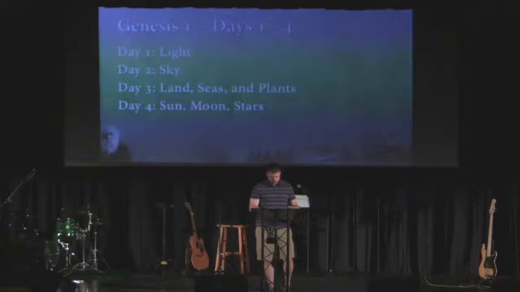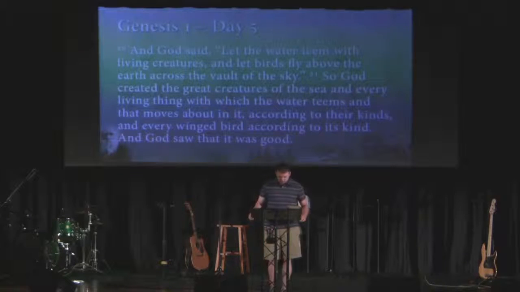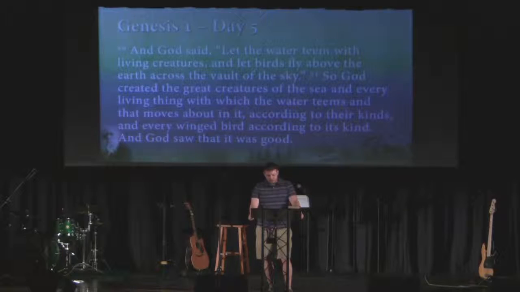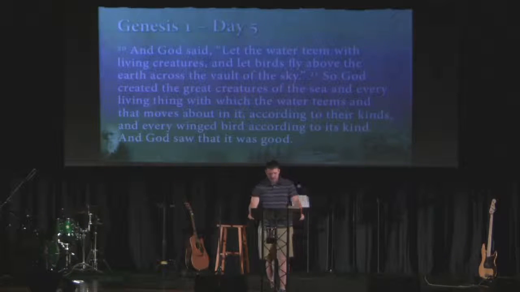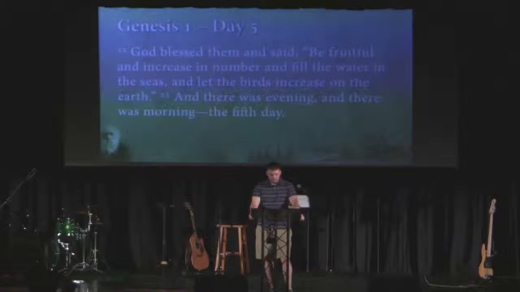Chapter 1 in Genesis, verse 20, it says, "And God said, let the water teem with living creatures, and let birds fly above the earth across the vault of the sky. So God created the great creatures of the sea, and every living thing with which the water teems, and that moves about in it, according to their kinds, and every winged bird according to its kind. And God saw that it was good, and God blessed them, and said, be fruitful, and increase in number, and fill the water in the seas, and let the birds increase on the earth. And there was evening, and there was morning, the 5th day.